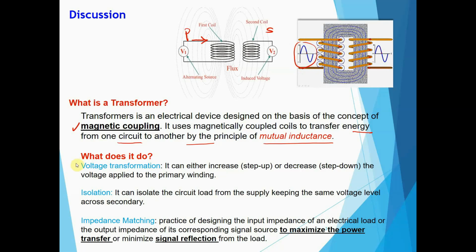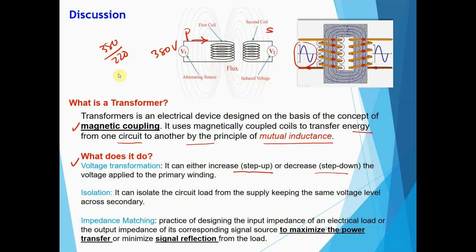Okay? What does a transformer do? Number one, voltage transformation. It can step up or step down the voltage applied to the primary, right? What does it mean? Let's say, for example, I have 380 volts on the primary, and the rating of transformation is 380 to 220. I have 380 on the primary, and on the secondary, I will have 220 volts, right? So the voltage has been stepped down, right?